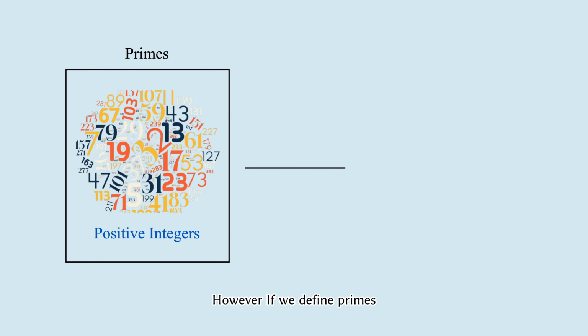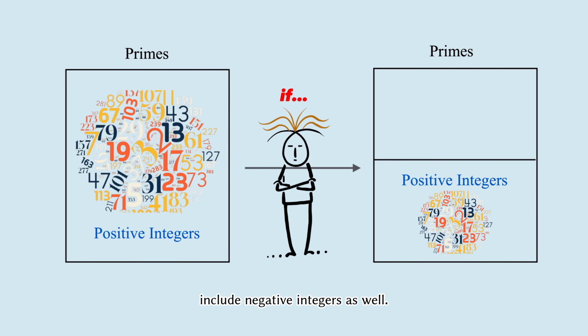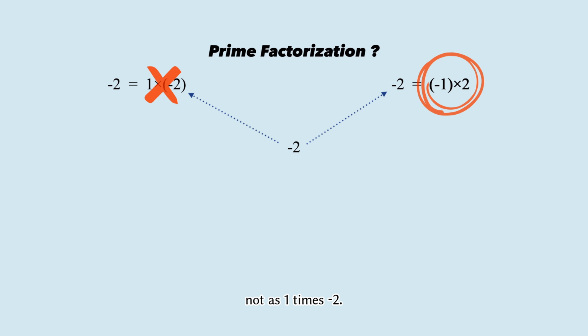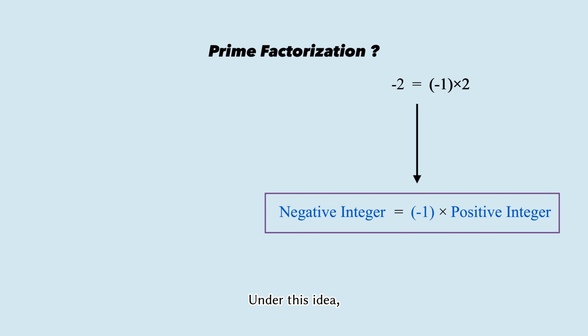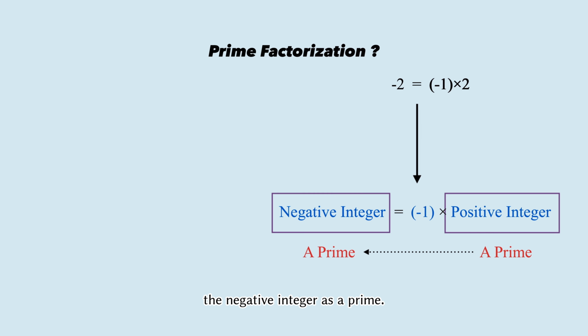However, if we define primes a bit more carefully, we can actually include negative integers as well. In prime factorization, we write negative 2 as negative 1 times 2, not as 1 times negative 2. Every negative integer can be separated into negative 1 times a positive integer. Under this idea, if that positive part is a prime, we can also regard the negative integer as a prime.